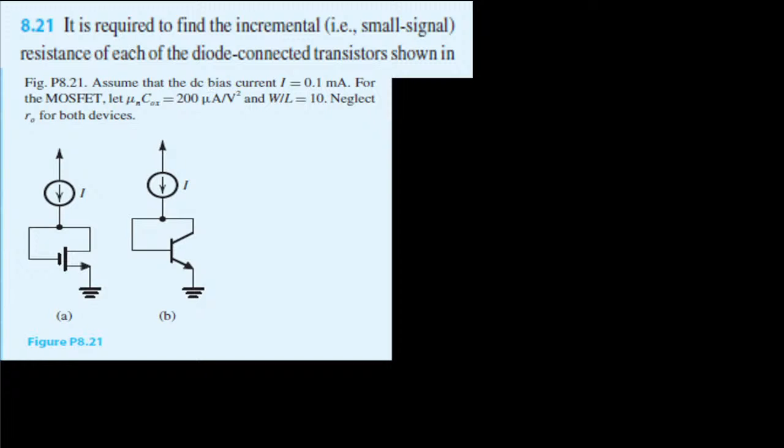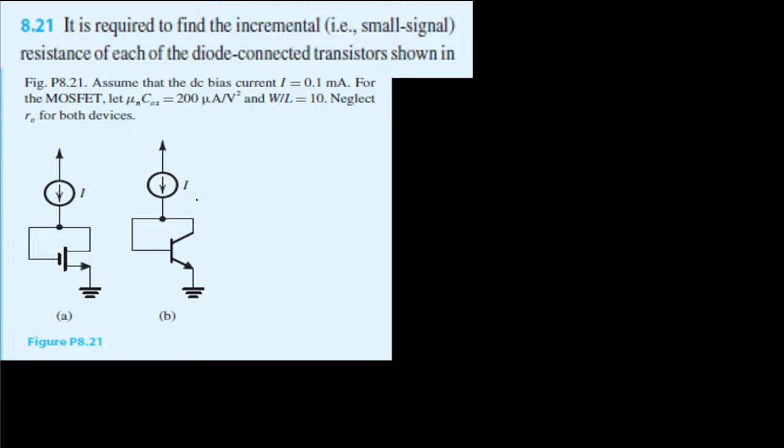The question asks us to find the incremental resistance of each of the diode-connected resistors shown in figure P8.21. Assume that the DC bias current I is equal to 0.1 milliampere for the MOSFET. Let mu n Cox be equal to 200 microampere per volt squared and W over L be equal to 10. Neglect ro for both devices.